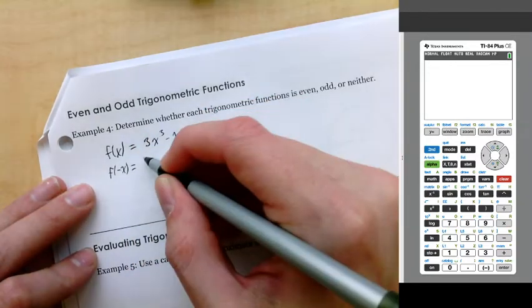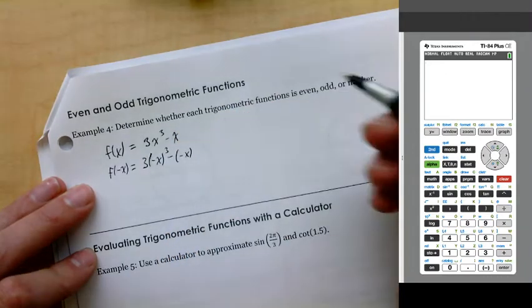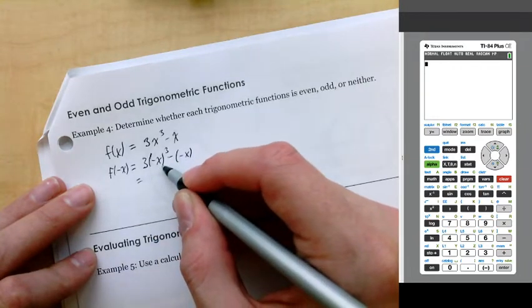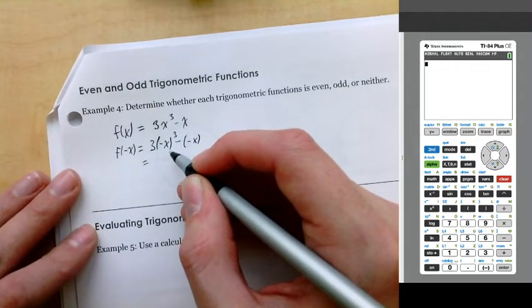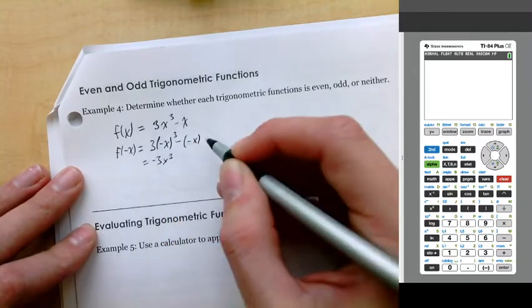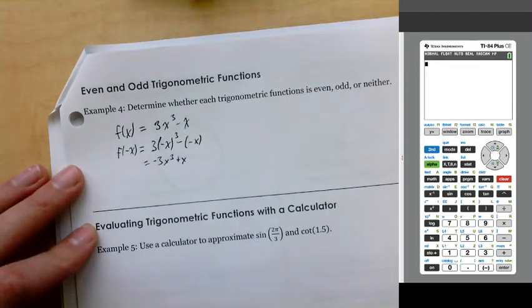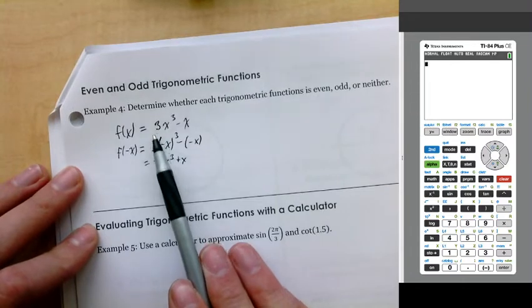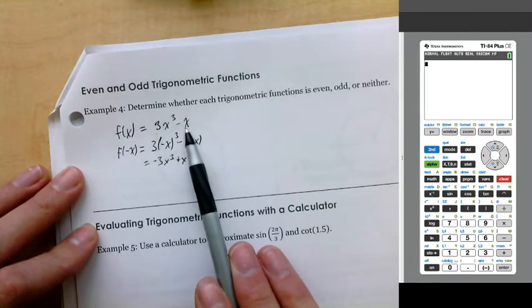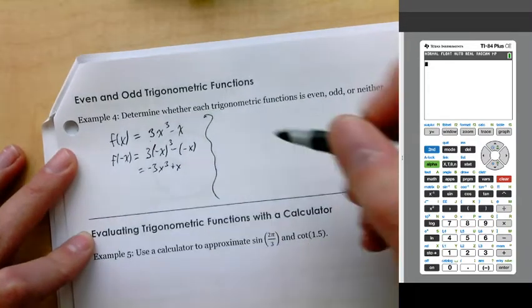So f of negative x is going to be 3 times negative x cubed minus negative x. Simplifying this, if I cube a negative, that means negative times negative times negative, which is going to be negative. So I get negative 3x cubed, and if I have minus negative x, that becomes positive x. So let's take a look at the signs. 3x cubed was originally positive, now it's negative. x was originally negative, now it's positive. Since all of the signs changed, this is going to be an odd function. Now you might say, well, how do I do that with sine?